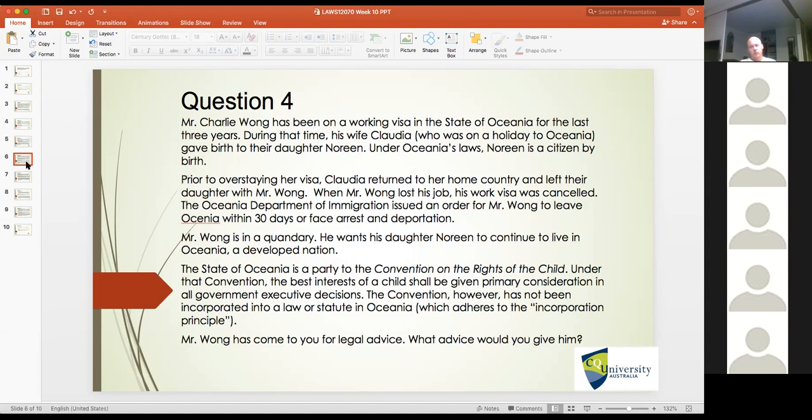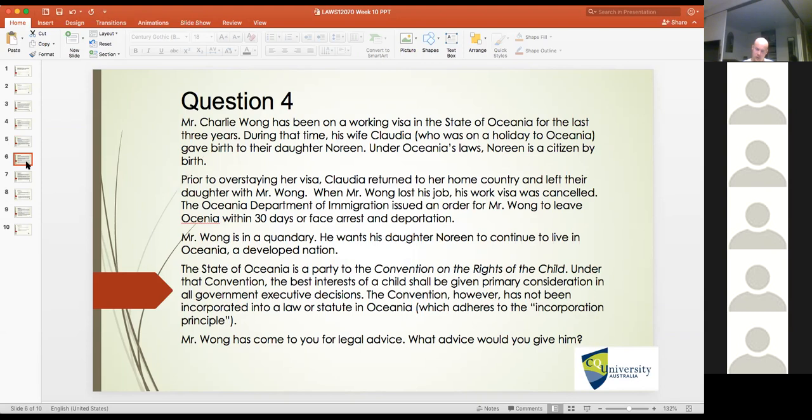So following the case of Minister of Immigration and Ethnic Affairs versus Teo, the High Court ruled in that sense that when a state becomes a party to a treaty, even if that treaty has not been incorporated into a domestic law, it can lead to legitimate expectations on the part of its citizens. Same thing with the case of Pekka Wolsen versus Minister for the Environment. So it can lead to legitimate expectations.